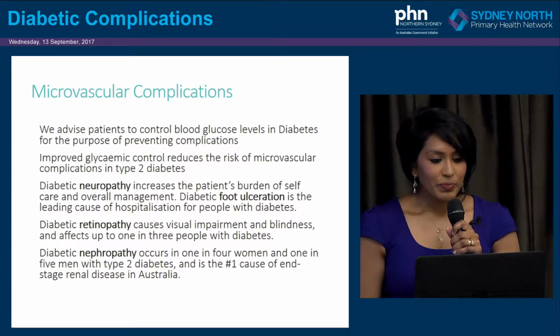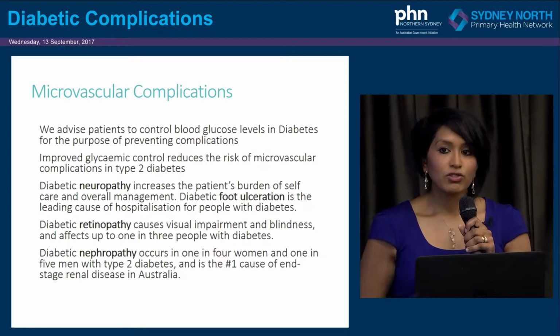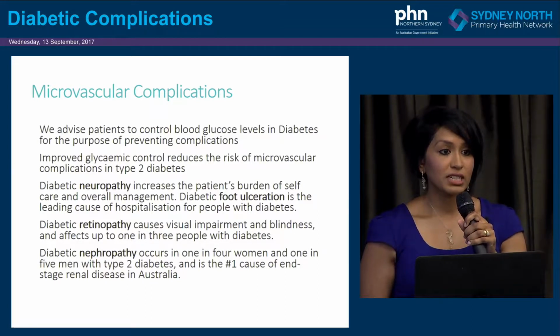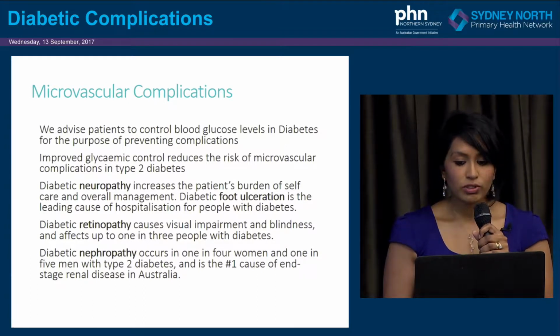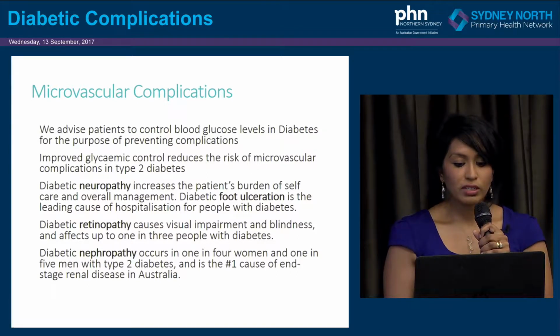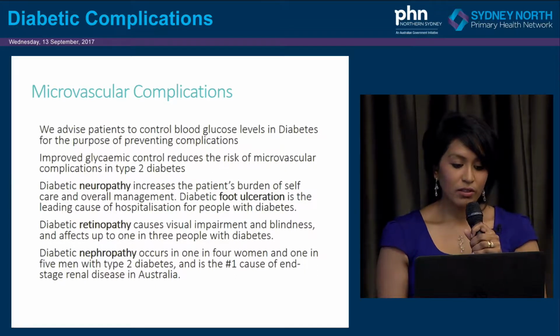So, microvascular complications. It's relevant because we advise our patients about controlling blood glucose levels and guide them with managing glucose levels for the main purpose of preventing complications from arising. It's clear that improving glycemic control will reduce the risk of microvascular complications in type 1 and type 2 diabetes. Diabetic neuropathy specifically increases the burden of self-care for patients, and diabetic foot ulceration, which Ian will talk about further, is a leading cause of hospitalisation for people with diabetes. So it's a big cost to our health system.